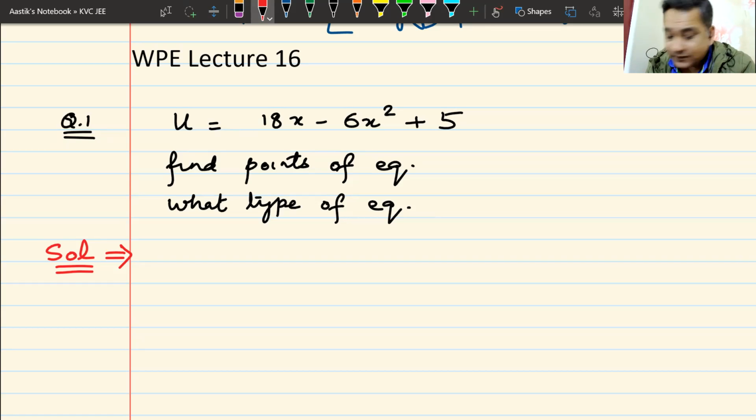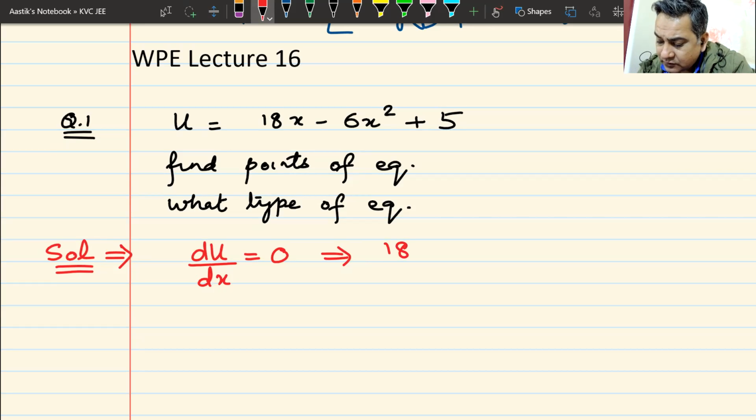Okay, shall I solve the question now? First, let us try to find the points of equilibrium. To find the points of equilibrium, I have to find du by dx. Du by dx has to be equal to 0 for points of equilibrium. That means I differentiate this. If I differentiate this, I will get 18 minus 12x. Everyone got this? I will not go into how I differentiated it.